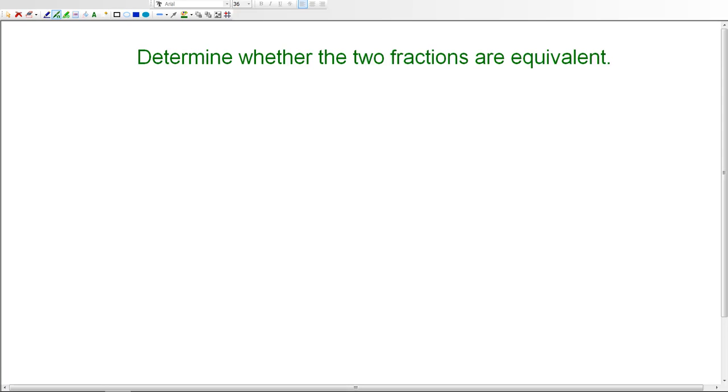This last video is an extension of simplifying fractions because I want to point out that when you simplify fractions to lowest terms, you can also determine whether two fractions are equivalent. So in this particular problem, we're going to take a look at the two fractions 3/7 and 24/56. And I want to know, are these two fractions equivalent?